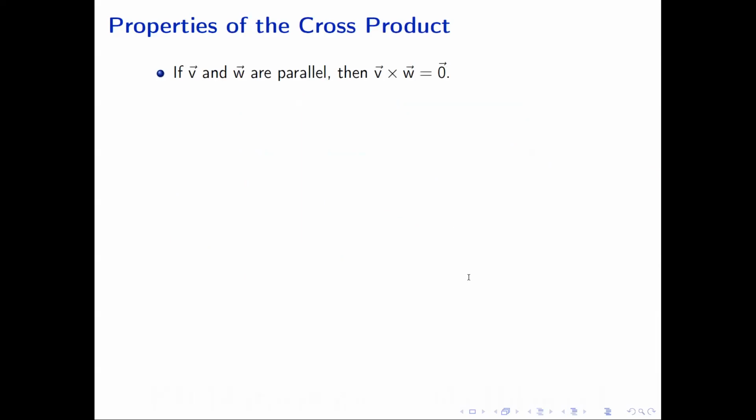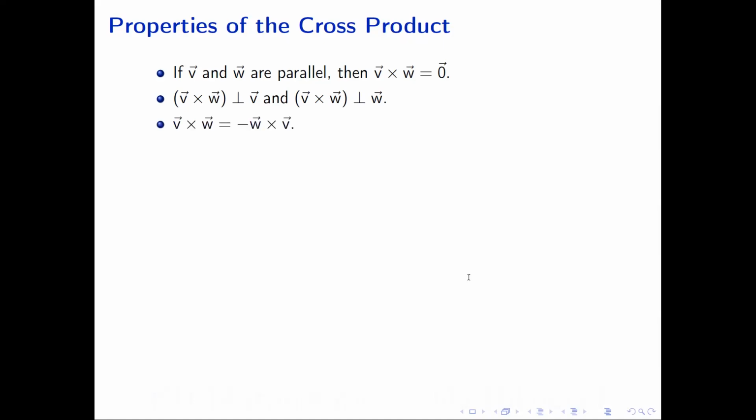Now, if v and w are parallel, then the angle between them is 0, and sine of 0 is 0. Therefore, v cross w is going to be the 0 vector because it has no magnitude. v cross w is perpendicular to both v and w.